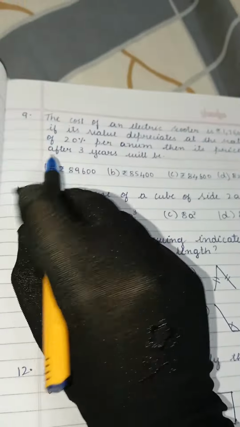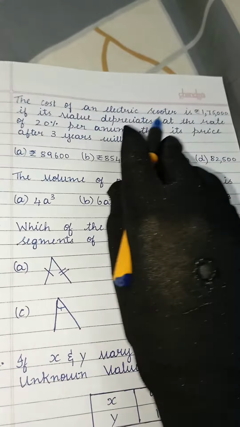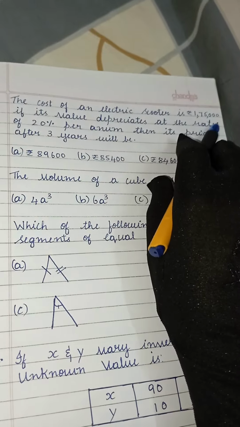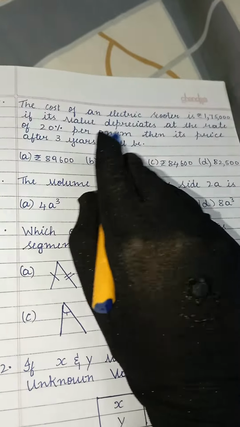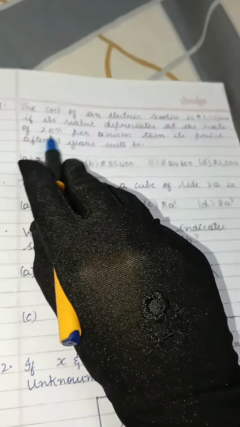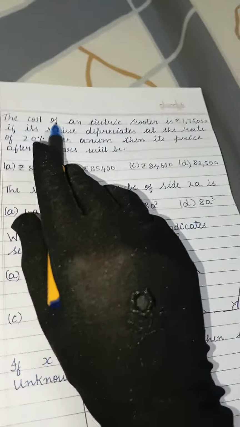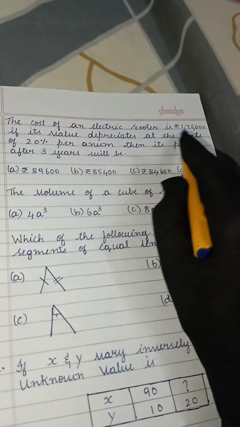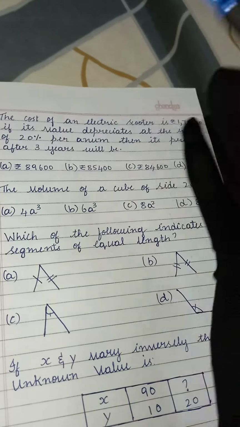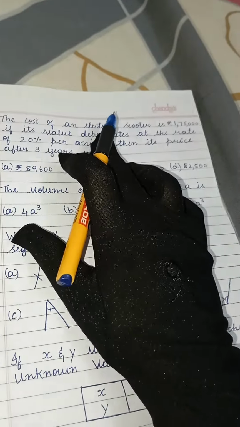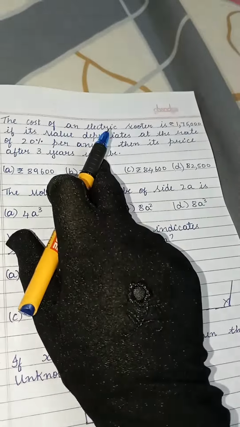So here we are in 9th question. The cost of an electric scooter is rupees 1,75,000. Its value depreciates at the rate of 20% per annum. Then its price after 3 years will be. See, what is depreciation? It is reducing. So the cost of an electric scooter is this much. We have to find the price of this same electric scooter after 3 years.